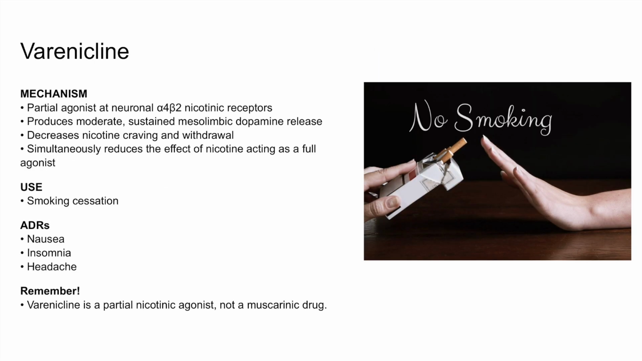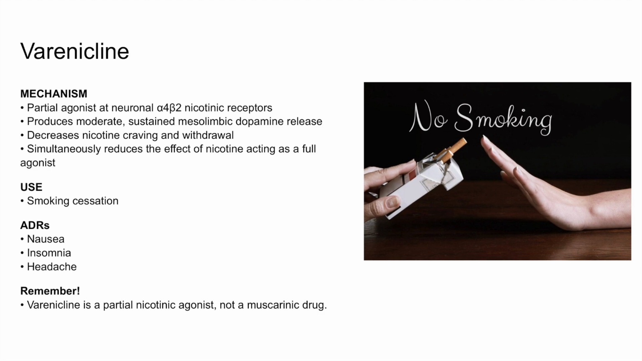All right, so varenicline is a partial agonist at neuronal alpha-4 beta-2 nicotinic acetylcholine receptors. And that is a mouthful, but thankfully it's the only one, at least for our program, that we need to memorize that is an alpha-4 beta-2 nicotinic acetylcholine receptor, so you can remember it in that regard.